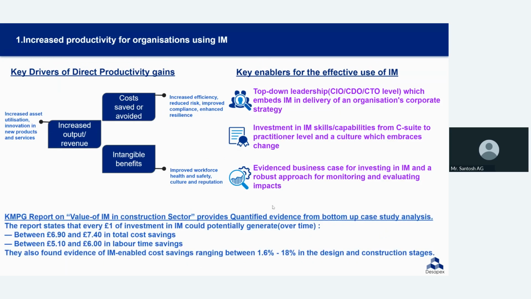The KPMG report on the value of information management in the construction and infrastructure sector provides quantified evidence from their bottom-up case study analysis. They found that every £1 of investment in IM could potentially generate over time between £6.90 and £7.40 in total cost savings, and between £5.10 and £6.00 in labor time savings. They also find evidence of information management enabled cost savings ranging between 1.6% and 18% in the design and construction stages.